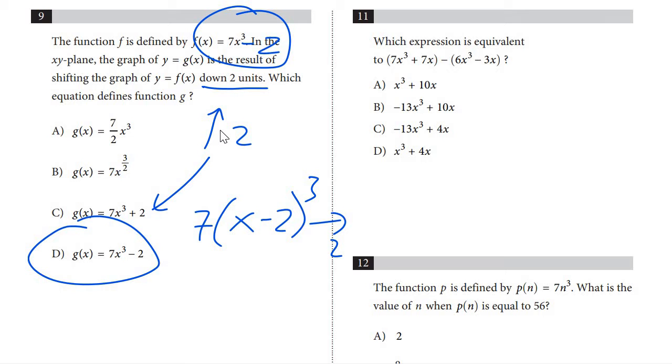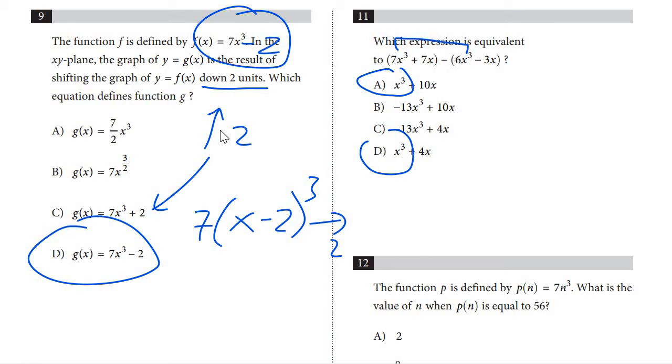Which expression is equivalent? So we are subtracting 2 polynomials, and that is done by subtracting like terms. So we have to subtract 7x cubed minus 6x cubed, which is going to be 1x cubed, so that can only be A or D.